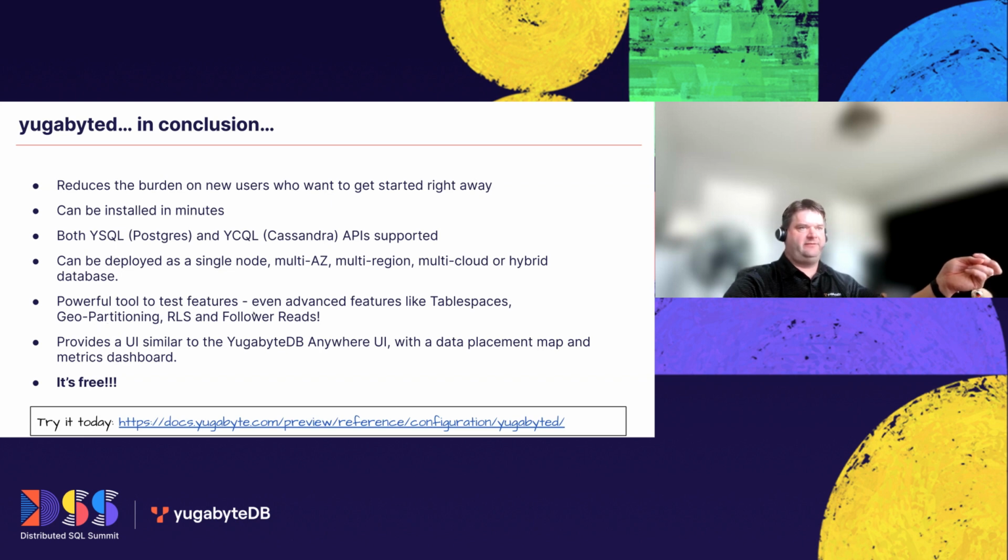Again, super powerful way to test stuff. These tablespaces, we did partitioning, RLS, and follower reads, but anything that Yugabyte does, you can do with Yugabyte. And then we get that nice UI, and the final bullet point there, it's free, right? So I highly recommend it if you wanted to try Yugabyte. All you have to do is go to this link down here, and it's available for you to download and give it a try.